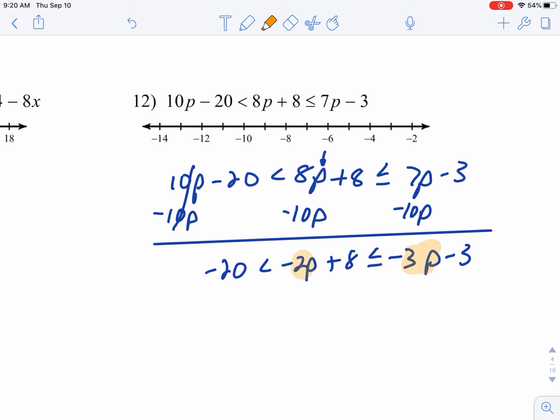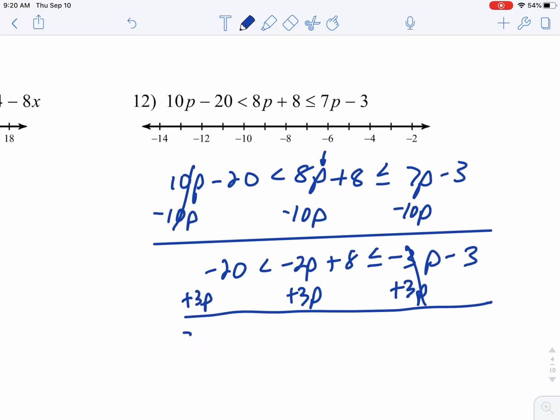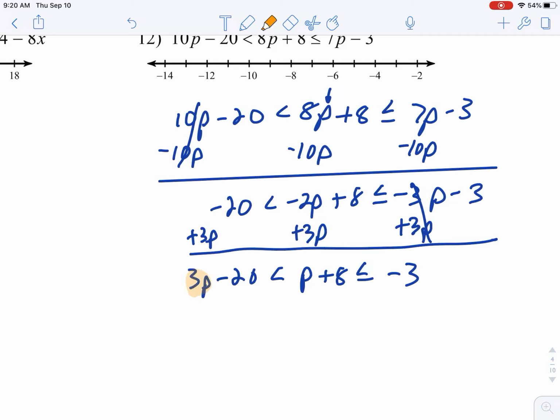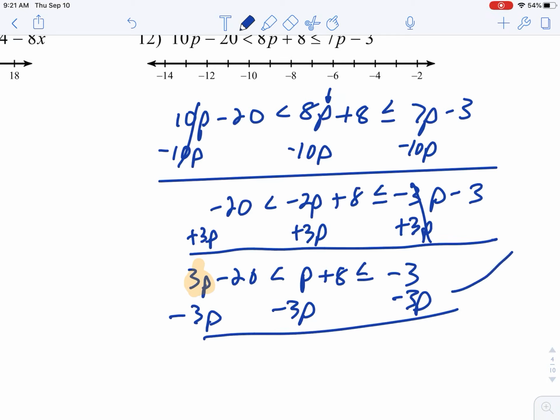I will need the variables consolidated in the center, which, oops, let me fix that. Which then you would say, okay, you just add 3p to cancel this out. So you add 3p. But you also have to add it here, which then gives you 3p minus 20 is less than p plus 8, less than or equal to -3. And it's still not consolidated. We've got it here. So you would have to subtract 3p here. And now we're just going in circles. This is going to take us back up to that answer. So there's no way to really do that.